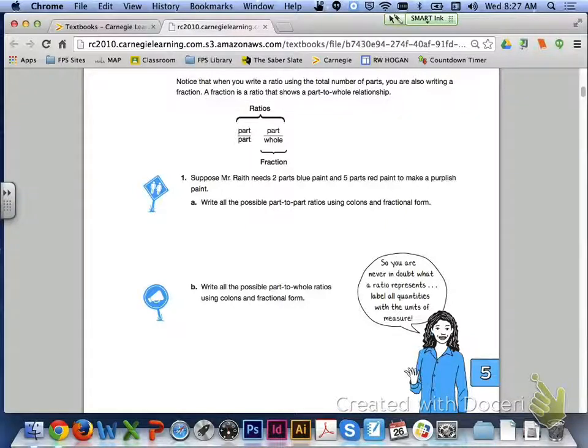So let's take a look at number 1. It says, suppose Mr. Wraith needs 2 parts blue paint and 5 parts red paint to make a purplish paint. Letter A says write all the possible part-to-part ratios using colons and fractional form, and then letter B says write all the possible part-to-whole ratios using colons and fractional form. So go ahead and do that with your group members.